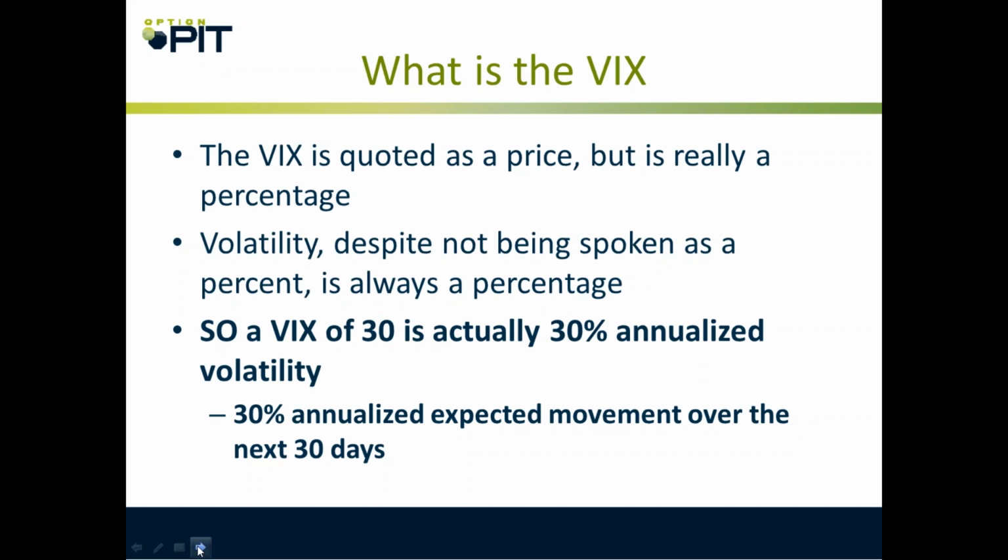Now, the VIX is quoted as a price, but it is actually a percentage. It's a volatility. So a VIX of 30 is actually 30% annualized volatility. It is 30% annualized expected movement over the next 30 days. So over the next 30 days, the market is looking for an annualized volatility of 30%. All right. So that's the thing to remember.